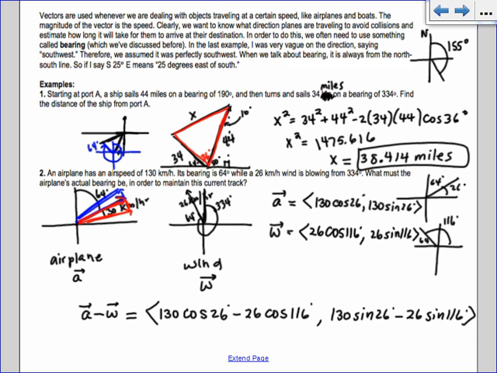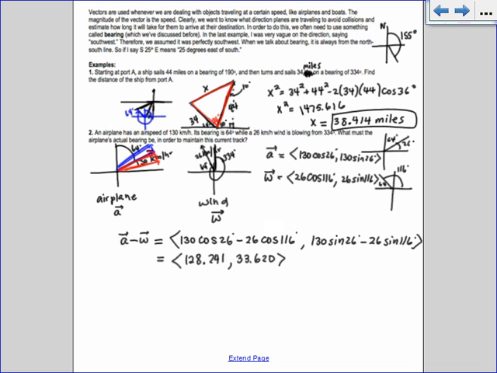Okay, so when we find this first one, we end up getting 128.241, and then the other one is 33.620. Okay, so that is the bearing that it should go in order to maintain the current track. So then if I ask for something like the direction and the speed, then I would find the magnitude and the theta, right? So you could ask this lots of different ways. What must the airplane's actual bearing be? So let's go ahead and find theta, and we'll find the speed of the plane too.